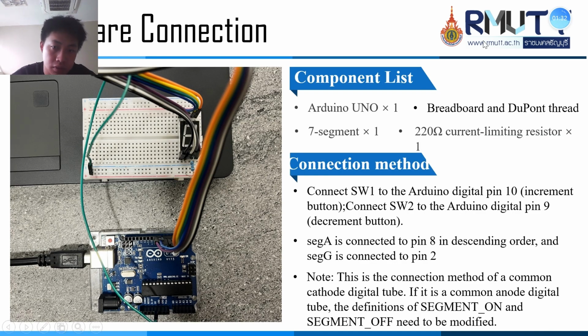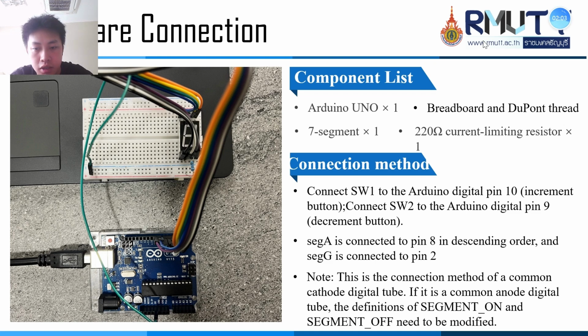Okay, and in the picture on the left you can see the hardware connection. In this research we need an Arduino Uno R3, a breadboard and DuPont wires, a 7-segment display, and 220 ohm current limiting resistors.